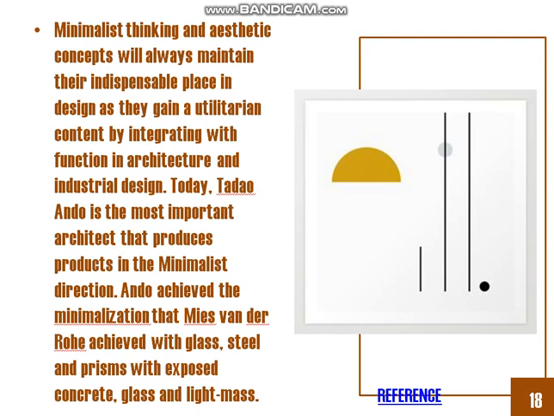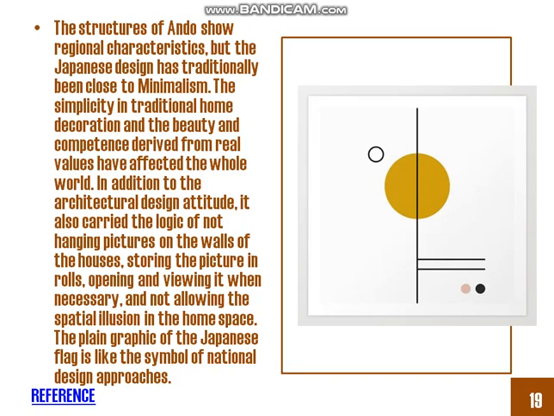Today, Tadao Ando is the most important architect producing in a minimalist direction. Ando achieved the minimalization that Mies van der Rohe achieved with glass, steel, and prism, with exposed concrete, glass, and light mass. The structures of Tadao Ando show regional characteristics, but Japanese design has traditionally been close to minimalism.